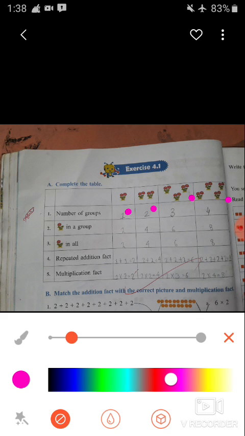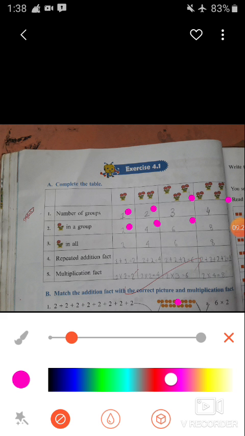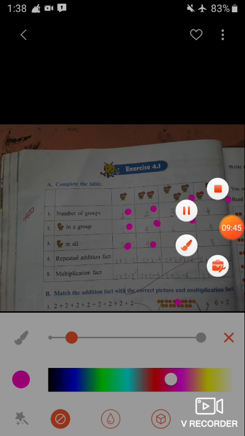Now in the second one, how many flowers in a group? There are 2 flowers in the first group. There are 4 flowers in the second group, and there are 6 flowers in the third group, and there are 8 flowers in the fourth group. Now students, flowers in all: here 2 flowers in this group, 4 flowers, 6 flowers, 8 flowers.